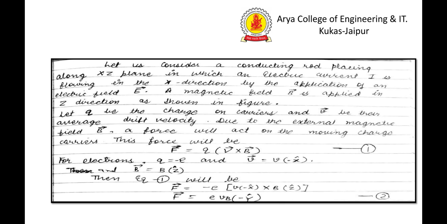Let small q be the charge on carriers and v vector be their average drift velocity. Due to the external magnetic field B vector, a force will act on the moving charge carrier. This force will be F vector is equal to q v cross B vector.